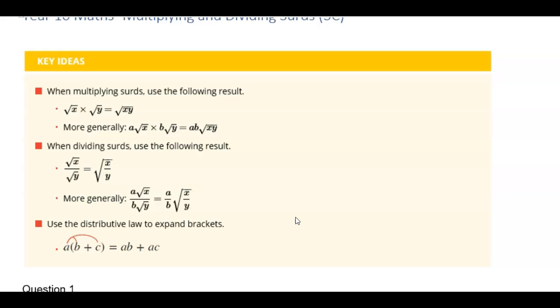The second point, when dividing surds, use the following result. The square root of x divided by the square root of y, you can put that all under one square root. And the reverse applies as well. If you had a coefficient or a number in front of your square root sign, you can separate it into a fraction like that.